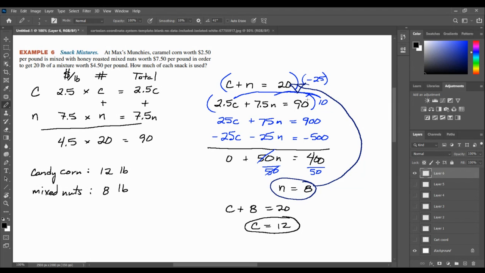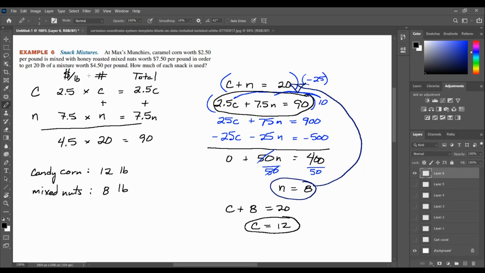And if we plug those into this formula, we will find that sure enough, it comes out to be $4.50 per pound. Because 7.5 per pound times 8 plus 2.5 per pound times 12 gives us $90, and divide by the 20 pounds is $4.50 per pound. So it really just wants how much of each snack is used, and this is how we'll do it.